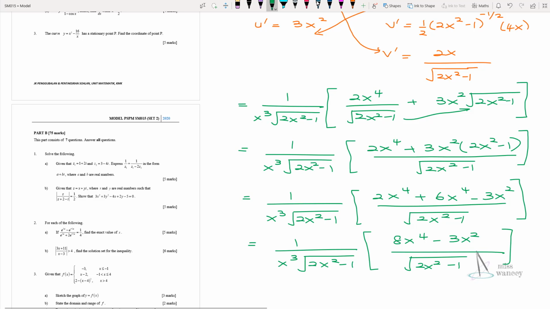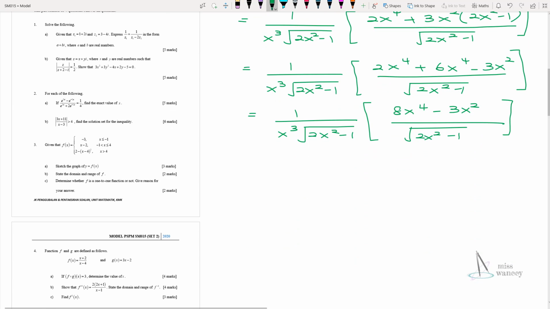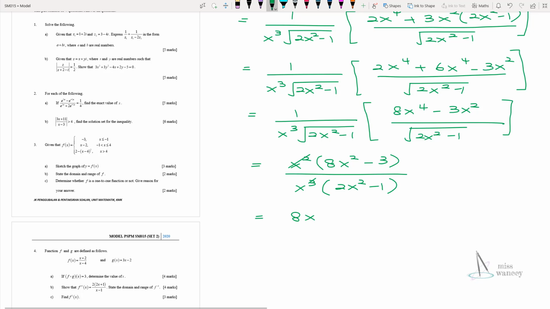Okay, so I'm going to combine them. So I'm going to multiply the numerator and the denominator. Factorizing x squared, so I have 8x squared minus 3 over x cubed and then 2x squared minus 1. Okay, so simplify them. So I will have 8x squared minus 3 over x together with 2x squared minus 1. Okay, so done with question number 2B.